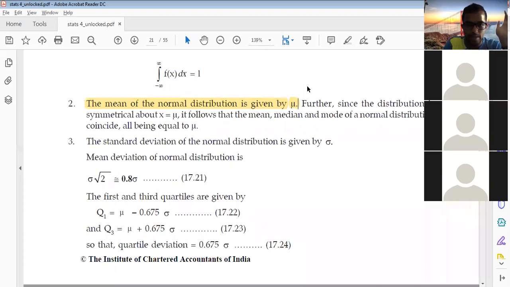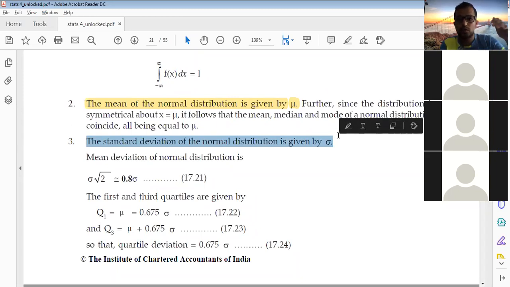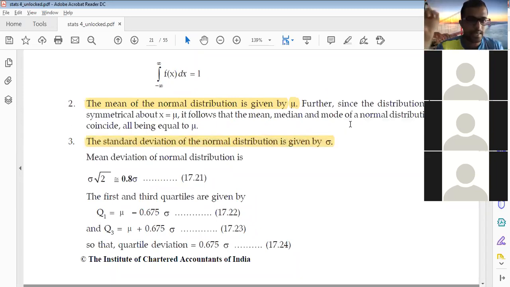I have already told you, so you might have written it already. It is called mu. Standard deviation I have not told you, I have told you variance. But if you have not written it, please write it. So variance is sigma square. That means standard deviation will be the square root of variance, which is only sigma. I told you we have to remember a lot of values.